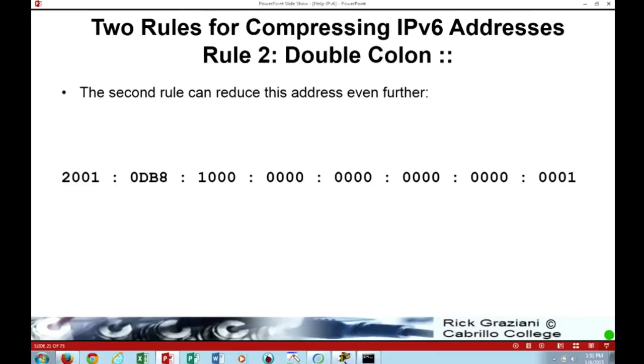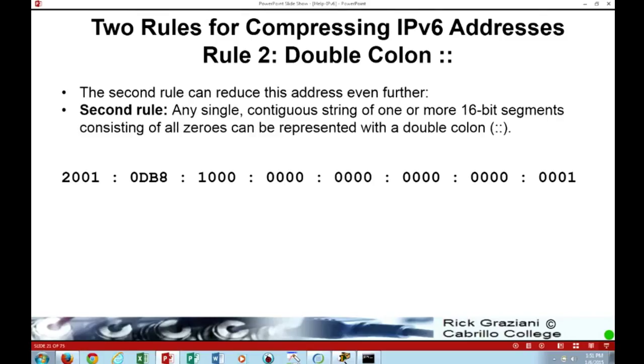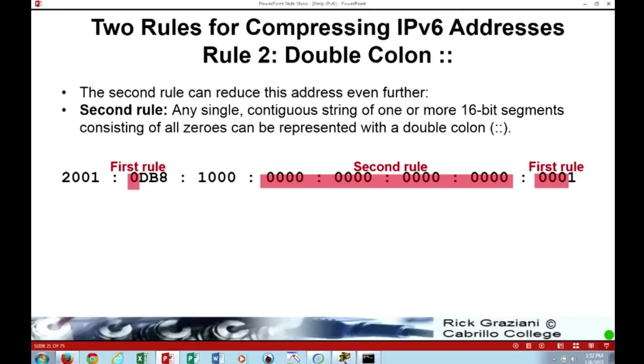Okay. The next rule reduces writing these things out even further, and it's how in most cases we're going to be writing these. That's using the double colon. The double colon can be used to represent any single contiguous string of all zero hextets. This is an all zero hextet. Here's a string of them. So we can use the second rule to reduce that whole string of all zero hextets to a single double colon. Now we can use the first rule to omit the leading zero here and the leading zeros here.